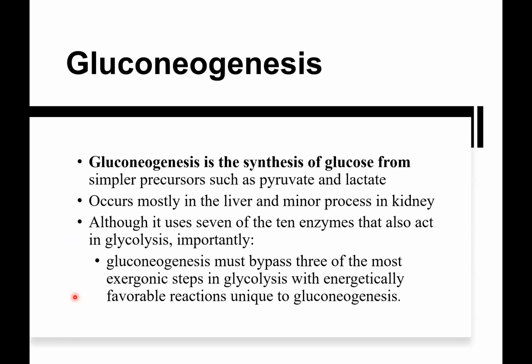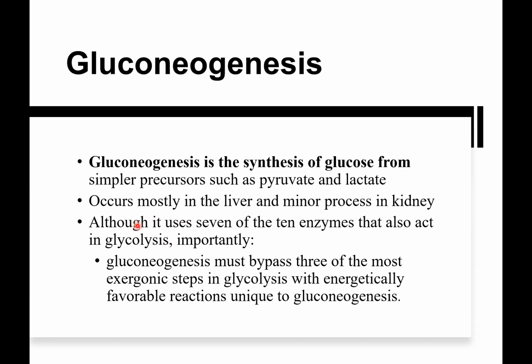So what is it? It's the synthesis of glucose from simpler precursors, namely pyruvate, also lactate, also other things, but we'll get into that. These are not the only two things that can form glucose. Occurs mostly in the liver. We're going to start talking more and more about the liver because the liver is the glucose master of the body. It really is. It regulates glucose concentrations. It engages in glycolysis and gluconeogenesis as needed depending on what's going on.